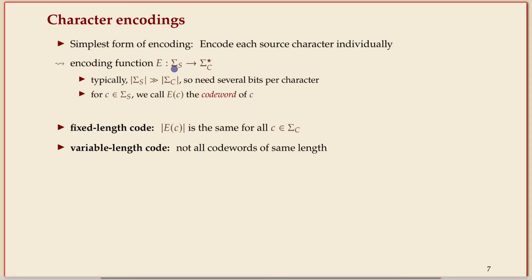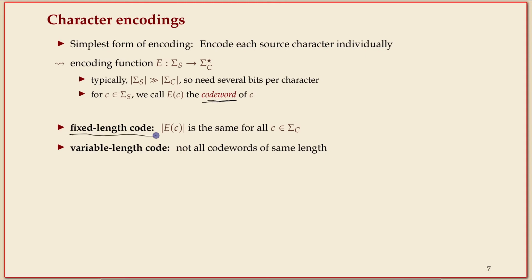And so what we need is an encoding function, which assigns to each letter of our source alphabet, say the English alphabet, some representation in binary. Now, we can't just use one bit. It will be a string of bits. We often have many more characters in our alphabets. One piece of terminology: we will call the binary string that encodes a single character the code word of that character.